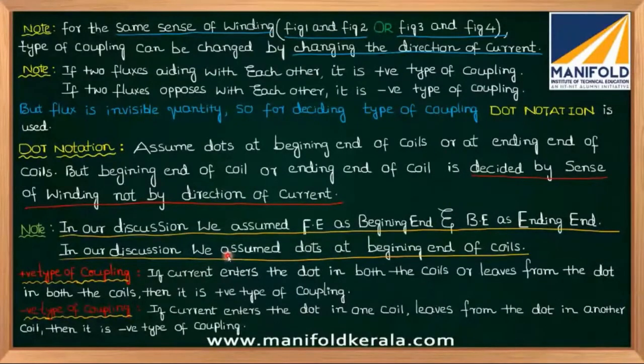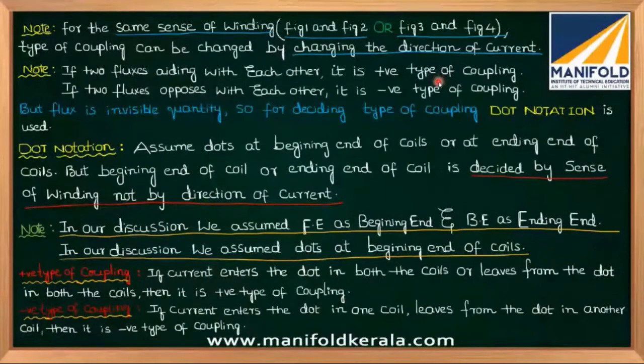Tell me, guys, if I take the same sense of winding, how can you change the type of coupling? Please answer that question. For the same sense of winding, how can you change type of coupling? Change the direction of current. Yes, see this underlined, whatever I just underlined here, this is the one. Okay, so this is the first point.